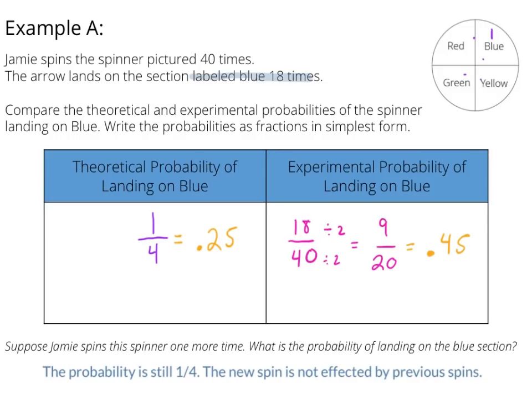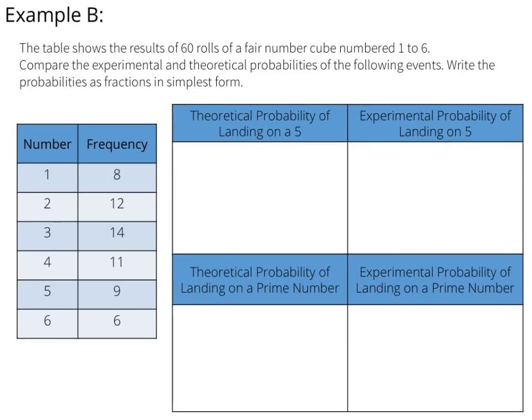Now let's take a look at example B. Here we are at example B, and it says the table shows the results of 60 rolls on a fair number cube. So that's important information. We're going to be talking about 60 rolls of a fair number cube labeled 1 to 6. Compare the experimental and theoretical probabilities of the following events and write the probability as fractions in simplest form.